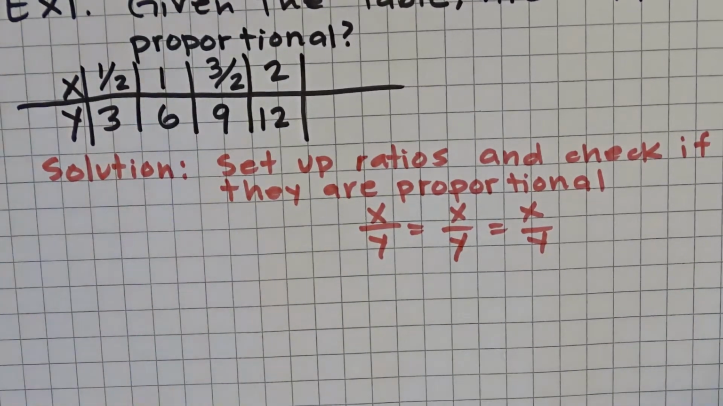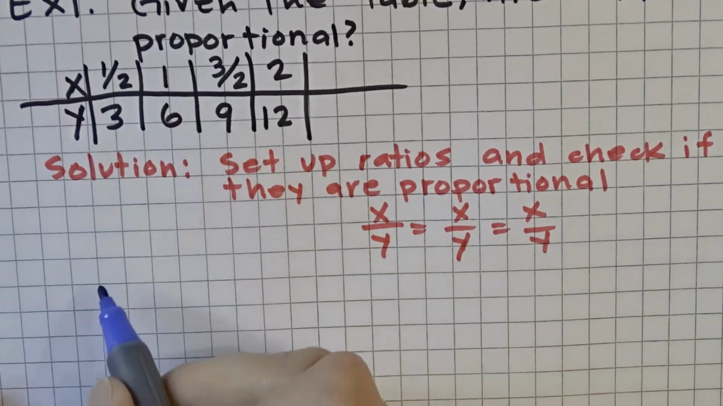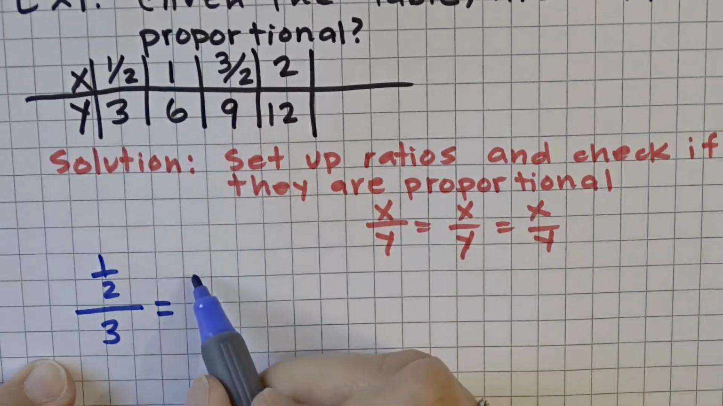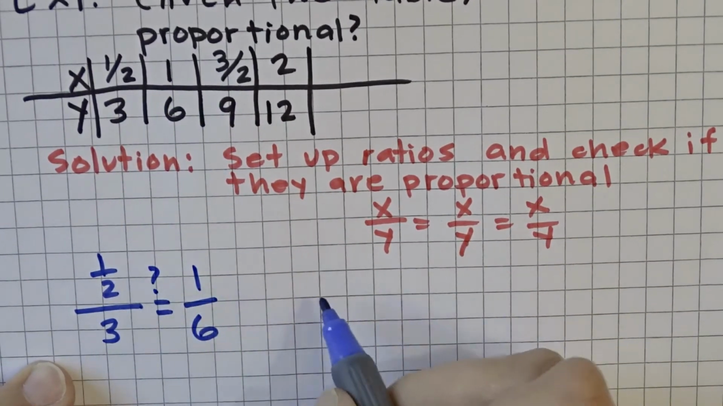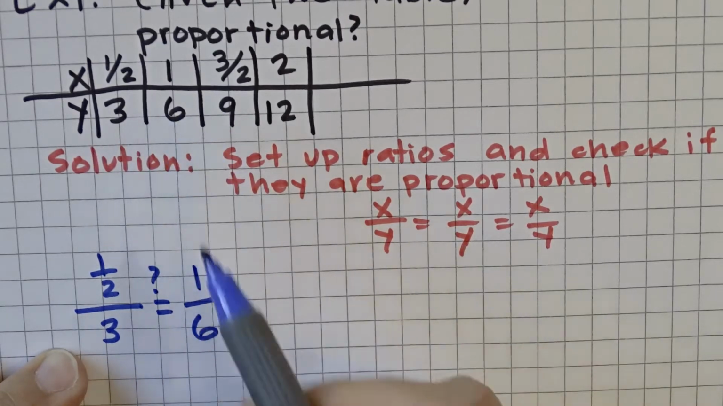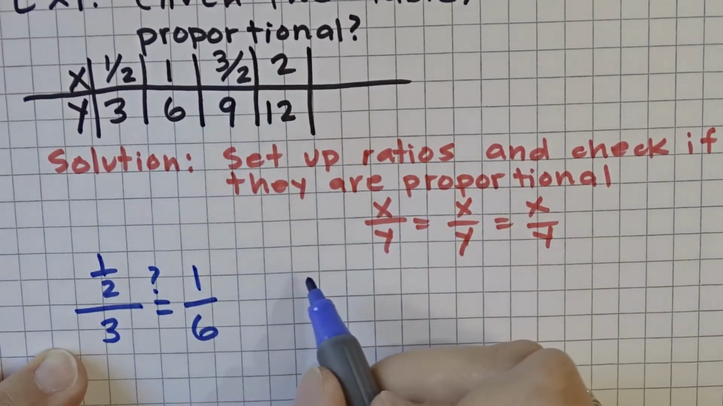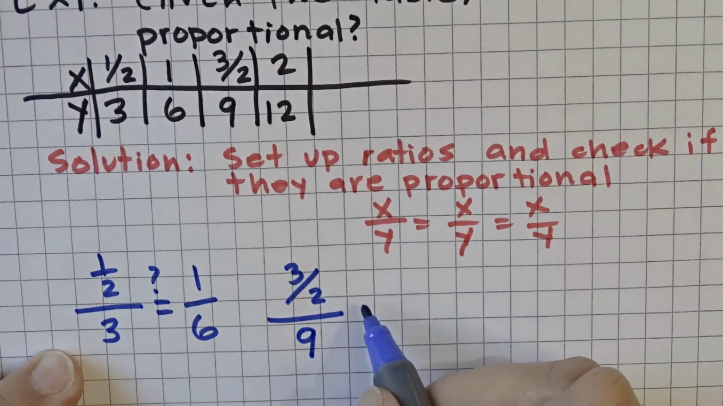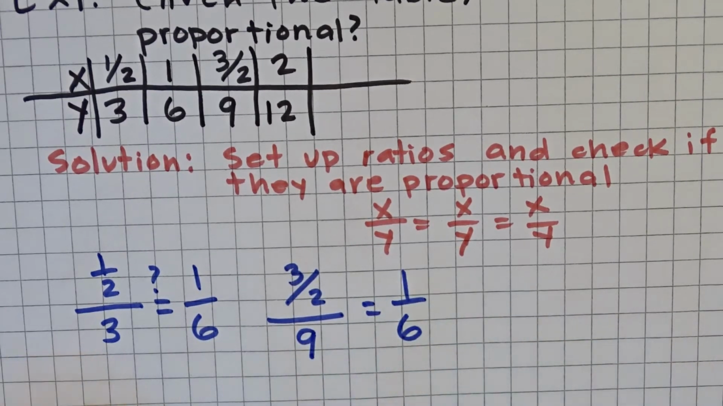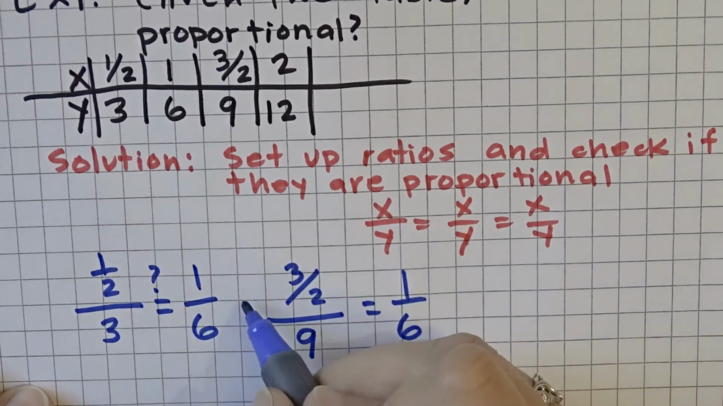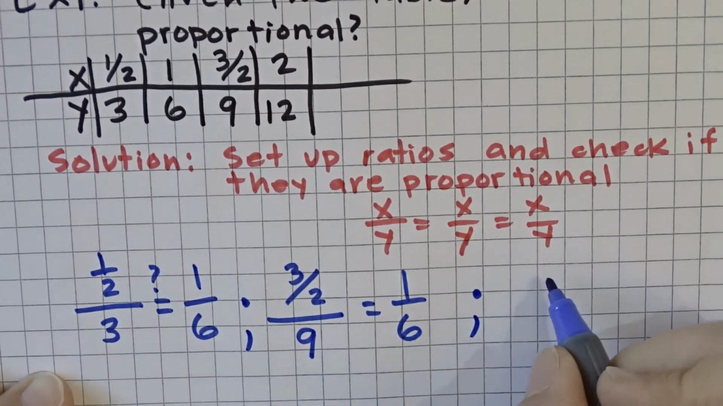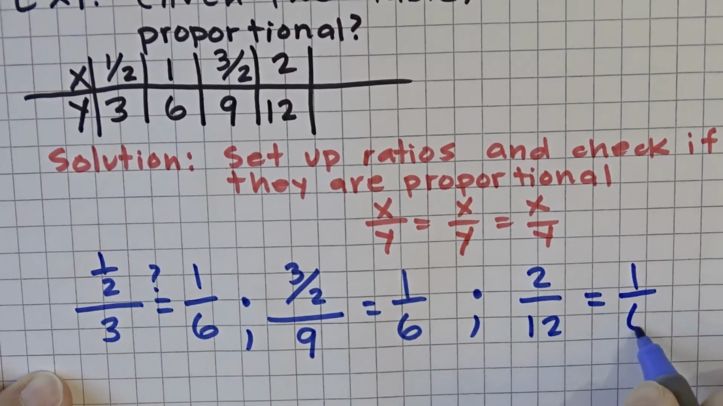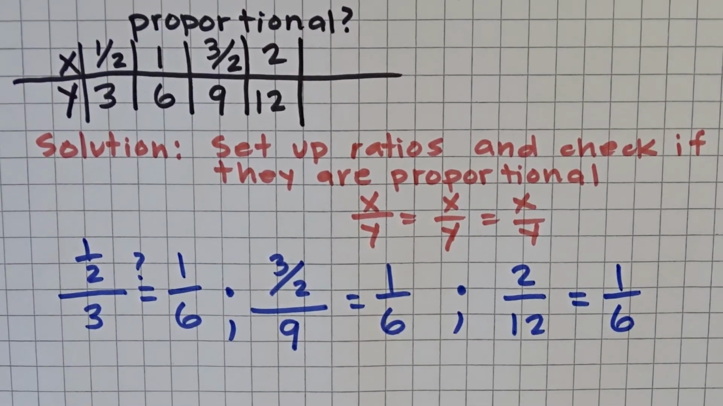So let's go ahead and start that. The first one we'll say is 1/2 over 3. Is that the same as 1 over 6? And then we'll test, we'll compare them all to 1 over 6. Then we'll say if 3 over 2 for the x and 9 for the y, is that equal to 1 over 6? And if they all equal 1 over 6, then we're good. And the third one is comparing 2 over 12. Is that the same as 1 over 6? So we'll compare them all to that 1/6 and see what we get.